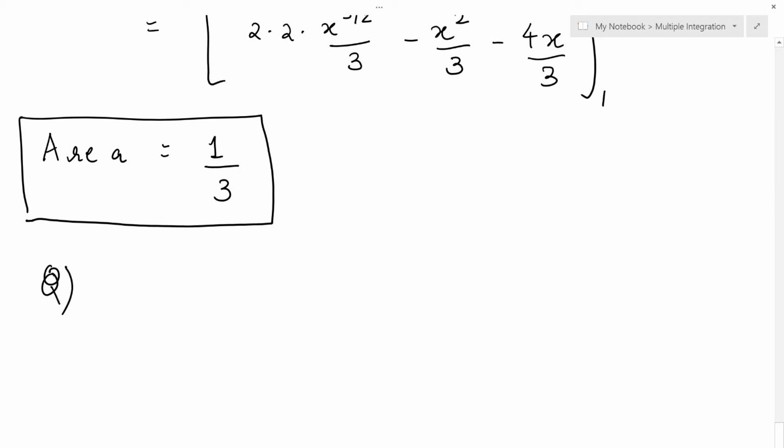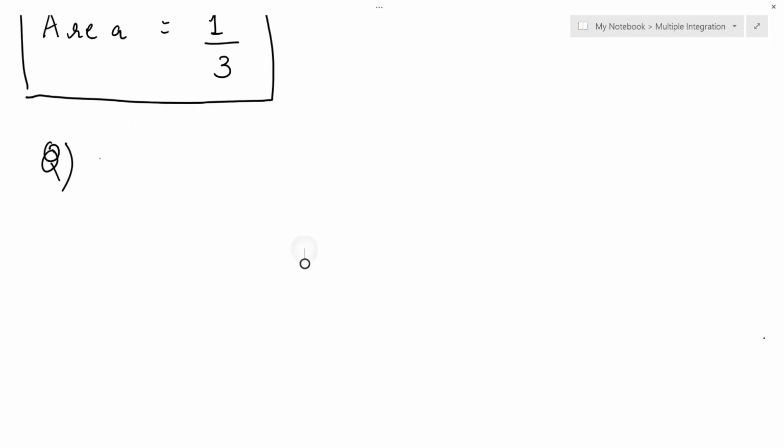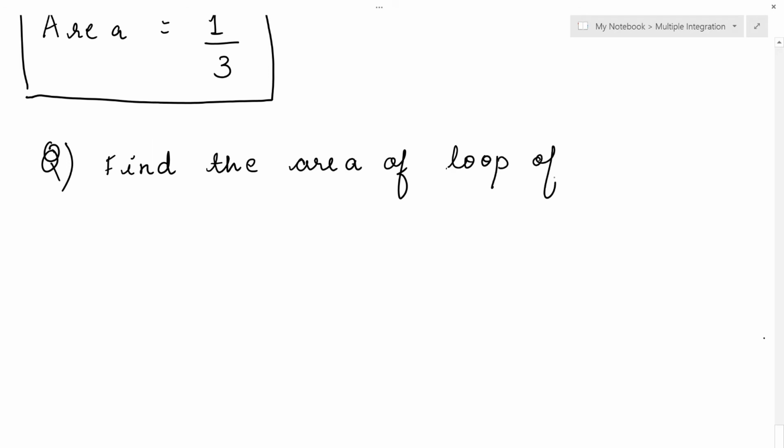Okay, the next question is you have to find the area of the loop. Now the sum that we'll take is not a standard curve, so you should have experience of that also. Always we are taking standard curves and you know how to draw those curves. So let's take some different curve. Find the area of the loop of the curve.